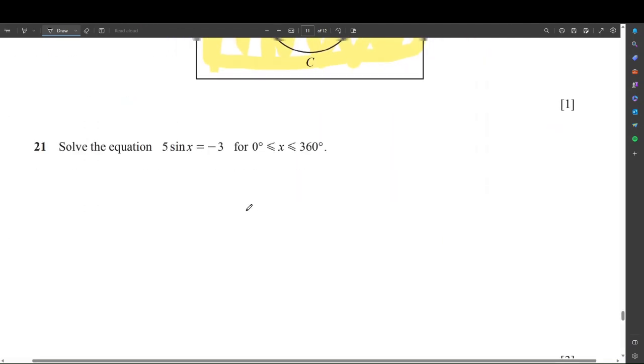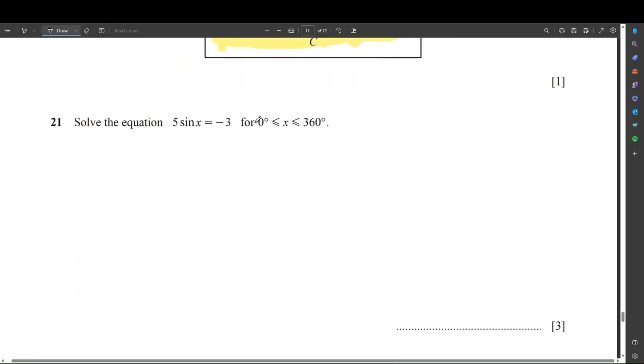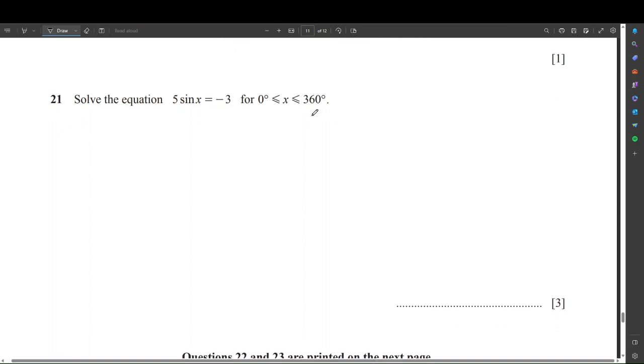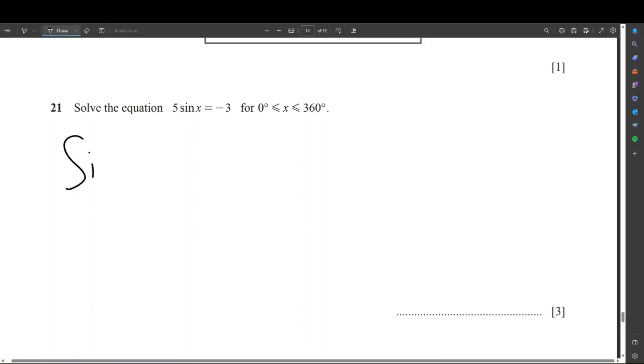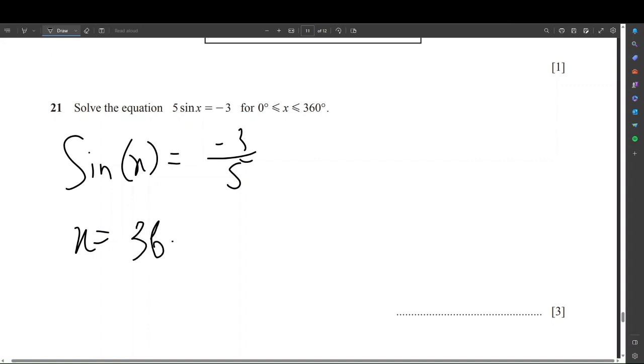All right, solve the equation 5 sine x is equal to minus 3 for x greater than or equal to 0 and less than or equal to 360 degrees. So sine x will simply be, making sine x the subject of the formula, minus 3 by 5. And x is equal to sine inverse of 3 by 5. We don't take sine inverse of minus 3 by 5, we take sine inverse of 3 by 5, which is 0.6. So sine inverse of 0.6 is 36.87 degrees.